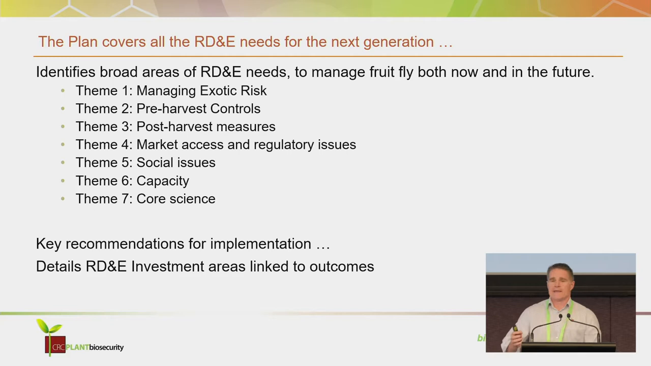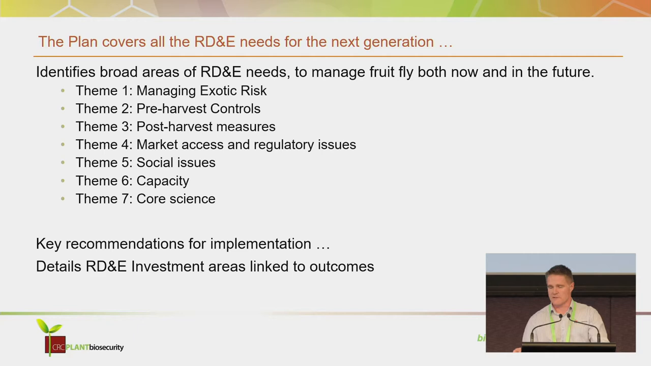The broad themes are there, and I think the important things are to note that the obvious ones, themes 1 to 4, sit there, but there are the less obvious ones that we thought as a group were really critical to the success of the Australian RD&E fruit fly research plan. And there are social issues associated with fruit fly in Australia. The capacity building aspects of that were really important for the next generation of technical capacity, and then some real core science themes. So they're all articulated in the plan. There were some key recommendations. I think there are about a dozen recommendations for how we should implement the plan, but every investment area had to be linked to an outcome.